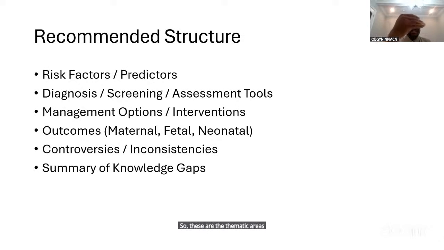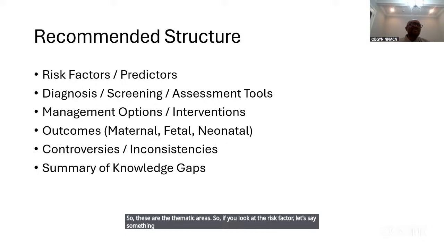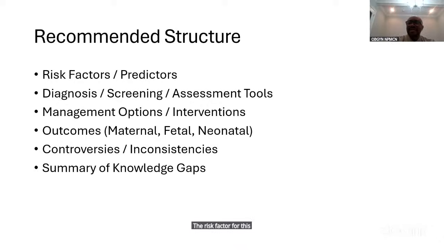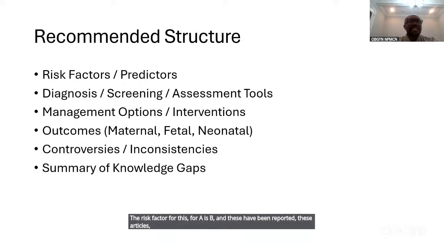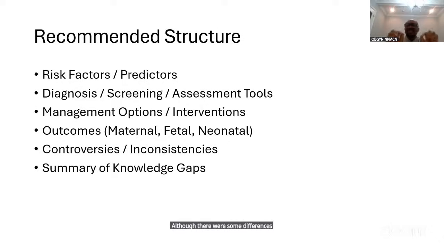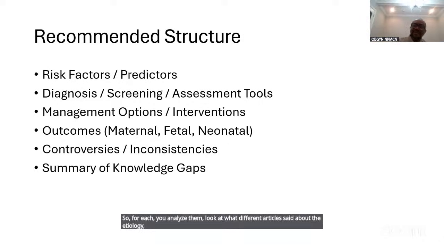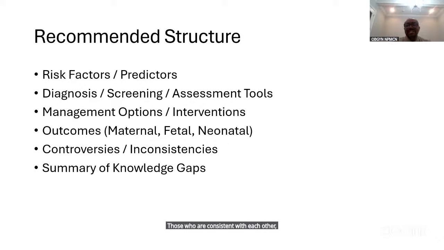So if you look at risk factors, let's say you've looked at 30 articles. You can say, the risk factor for A is B, and this has been reported in these articles A, B, C, D, which agree, although there were some differences. So for each theme, you analyze what different articles said about the etiology, those that are consistent with each other, those that counteracted the others, and then why you think so.